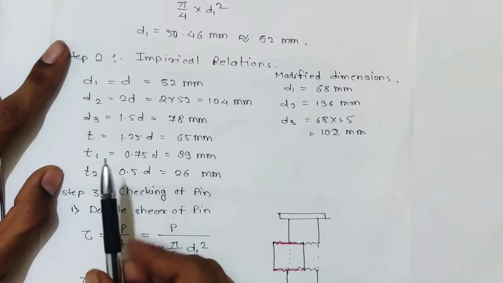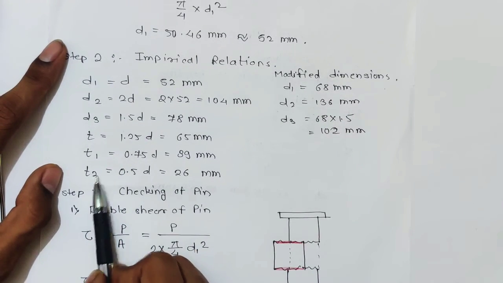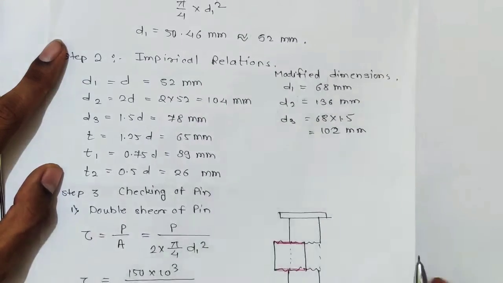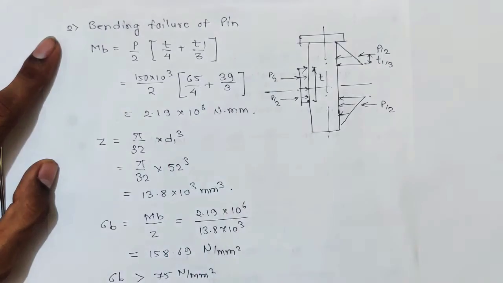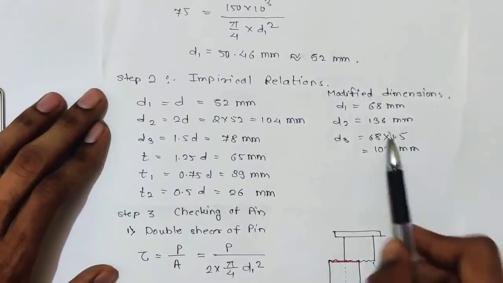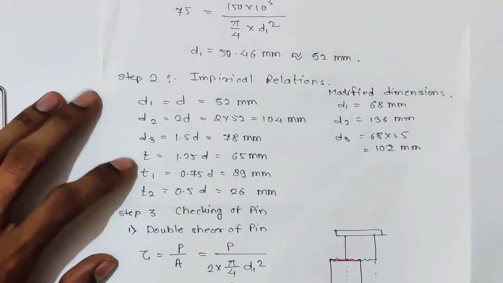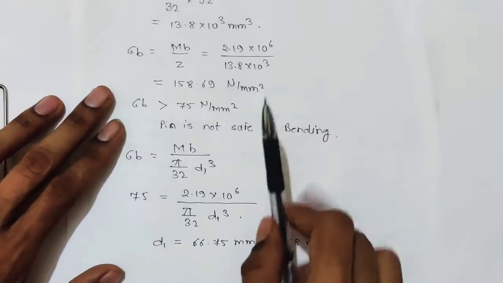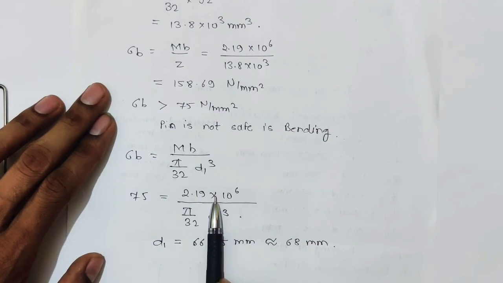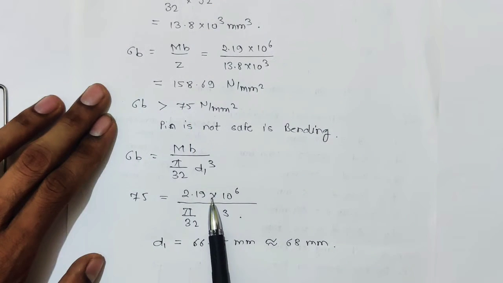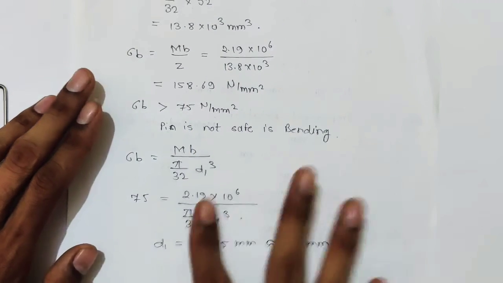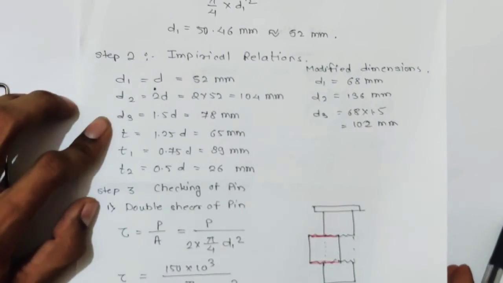Now see, the values of T and T1 we don't have to change, because I already said we have kept T and T1 values as it is. We will change only D1, D2, D3. If we change T and T1 values, then this procedure is wrong, because you will get a different value of Mb. So you don't have to change the values of T and T1, only change the values of D1, D2 and D3.